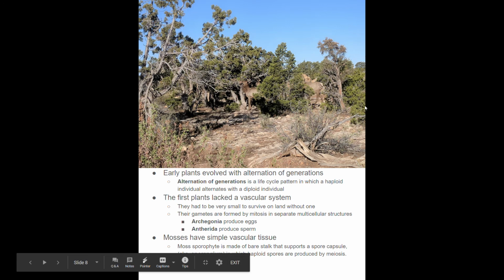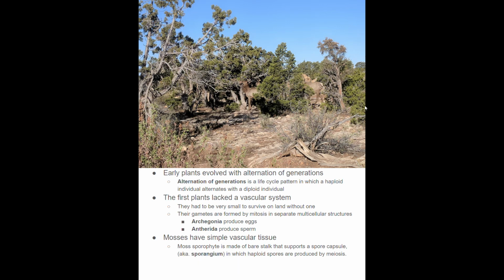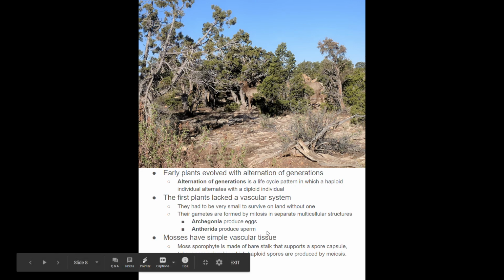Mosses have simple vascular tissue. Again, we're talking about those first plants, very small, that can survive on land without a vascular system. But mosses have this simple vascular tissue. A moss sporophyte is made of a bare stalk that supports a spore capsule called a sporangium, in which haploid spores are produced by meiosis. So we've got this sporangium that is on that bare stalk, right? Move forward.